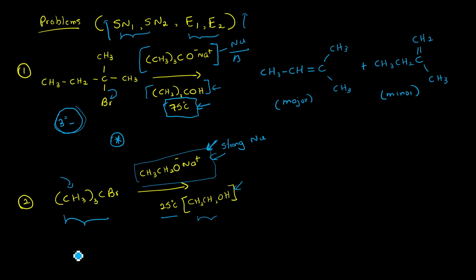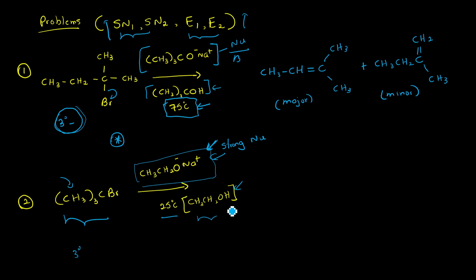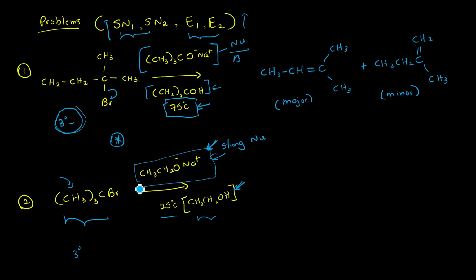Now look at my substrate. You can see my substrate is a tertiary one. If you look at our chart, tertiary ones support SN1. Here you can see tertiary ones are supporting the SN1 mechanism. Also, you have a polar protic solvent here. You can see polar protic. It also verifies your decision. So in this case, I am going to select this as the SN1 mechanism.